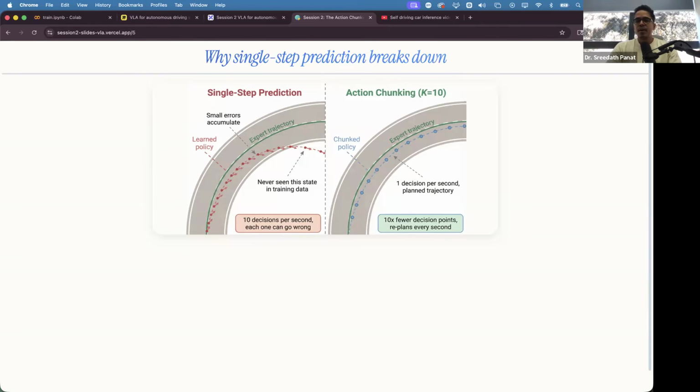All right, there is one question. Does it recompute at fixed intervals or recompute based on events? You mean in action chunking, Rahul? Are you asking with respect to action chunking?